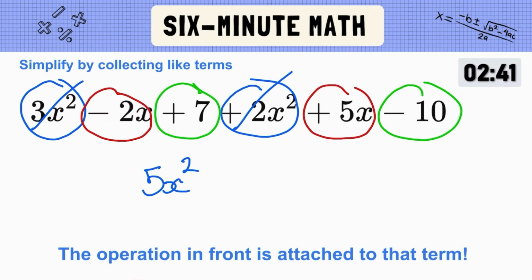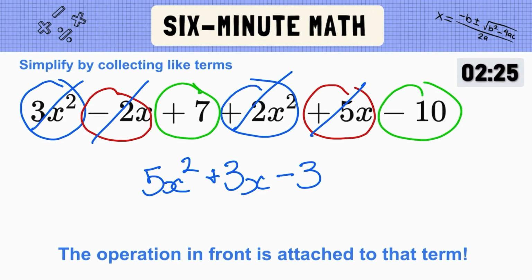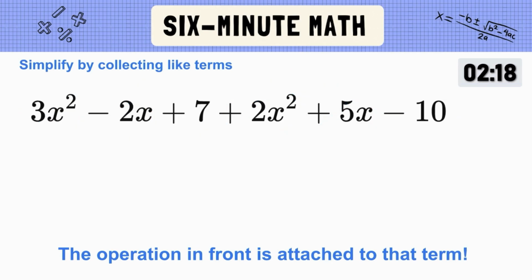Negative 2x plus 5x is positive 3x. And lastly, positive 7 minus 10 is negative 3. Again, I do not have any unlike terms, or like terms, sorry, so I cannot simplify any further.